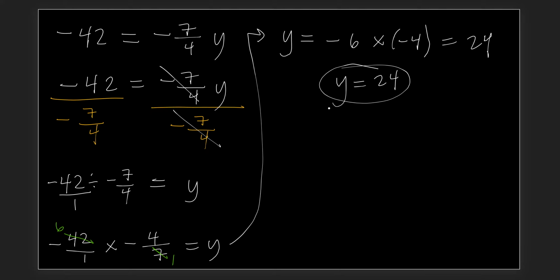Okay? I'll do another kind of fraction equation, fractional or rational equation. If we have 5y over 9 equals negative 20. We want y by itself, so that 5 and the 9 need to go away.